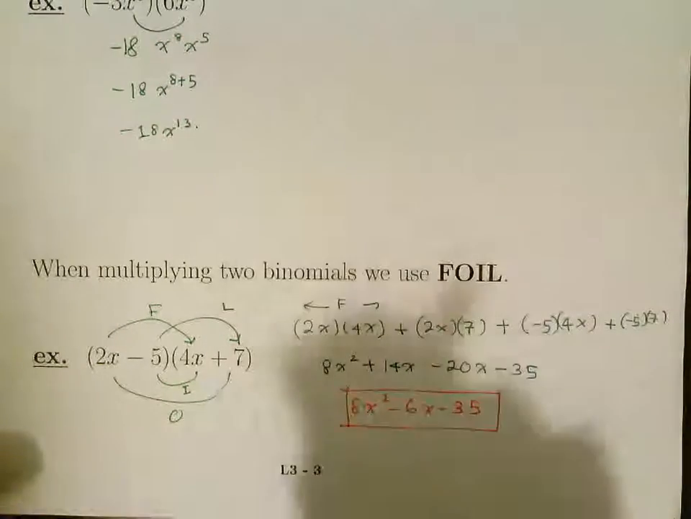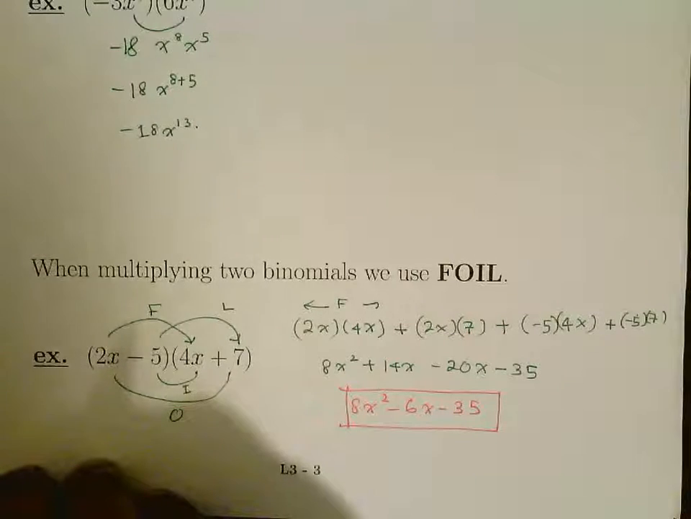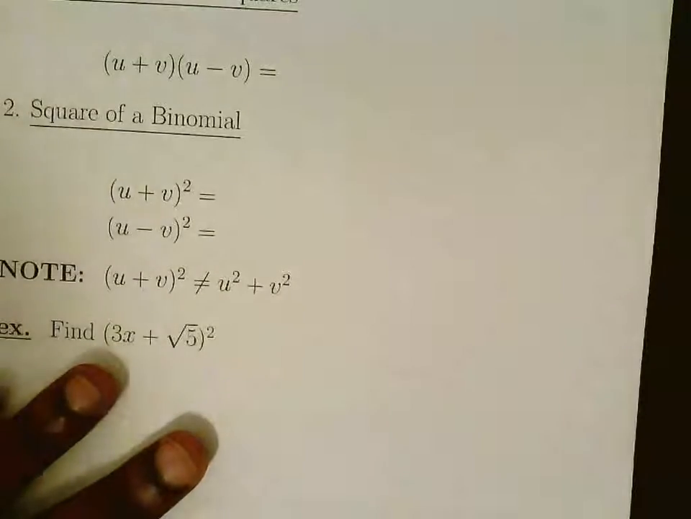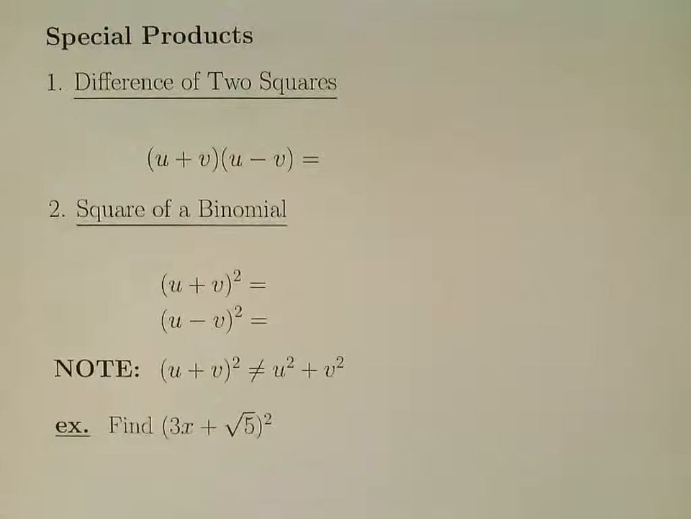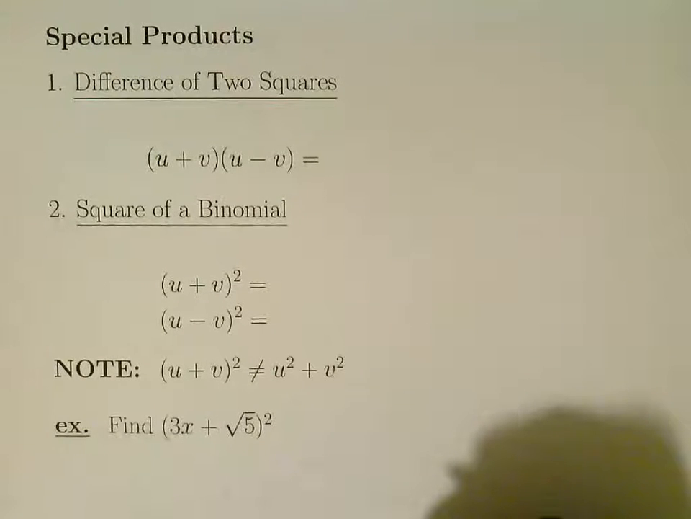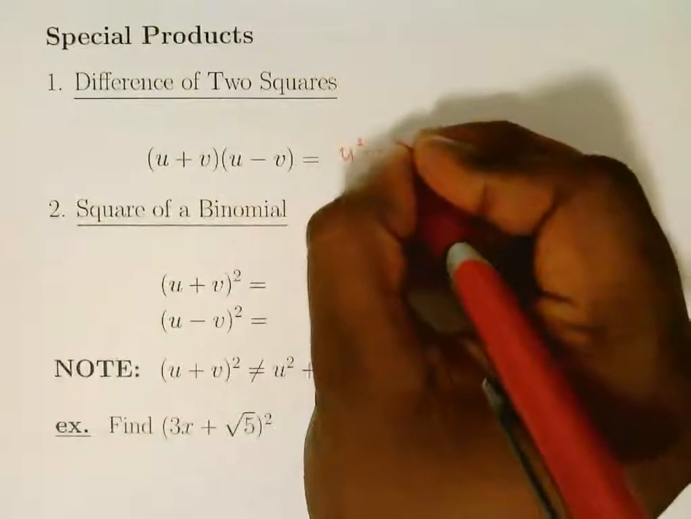So that's that. You know how to multiply two binomials. Even for polynomials, you just use an extended version of FOIL. All right. So there are some shortcuts that you can use. One of them is the difference of two squares. Just remember the formula. You can actually FOIL it and see that the formula works. The formula is u squared minus v squared.